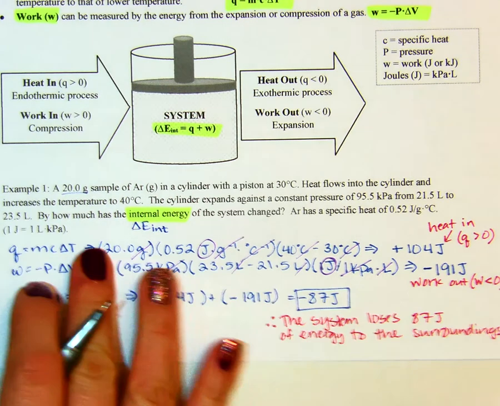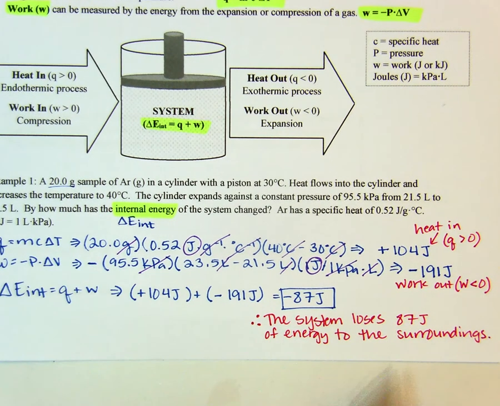Okay, and again, just a quick recap, we can tell that it's losing energy to the surroundings because it's a negative sign, so it's going to be exothermic. If it was positive, it would be gaining energy, that would be endothermic.